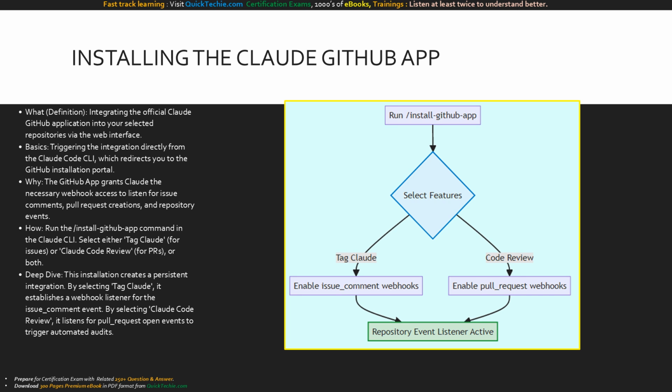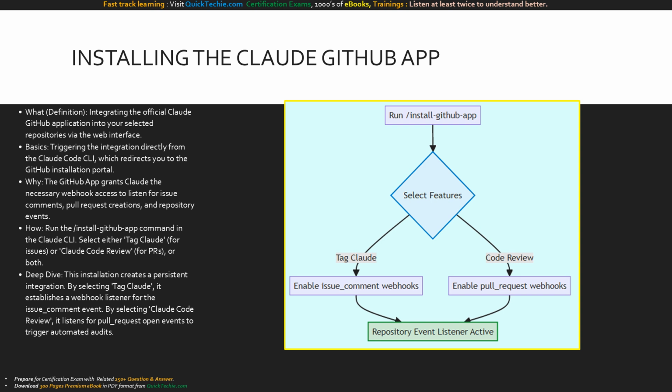How is it executed? You can simply run the /install-github-app command in your Claude CLI. You'll be presented with two main capabilities: Tag Claude for resolving issues, and Claude Code Review for automated PR feedback. Our deep dive reveals that this establishes persistent webhook listeners. When you enable these features, GitHub begins routing issue comment and pull request payload events directly to Claude's infrastructure, waking the agent up exactly when it's needed.